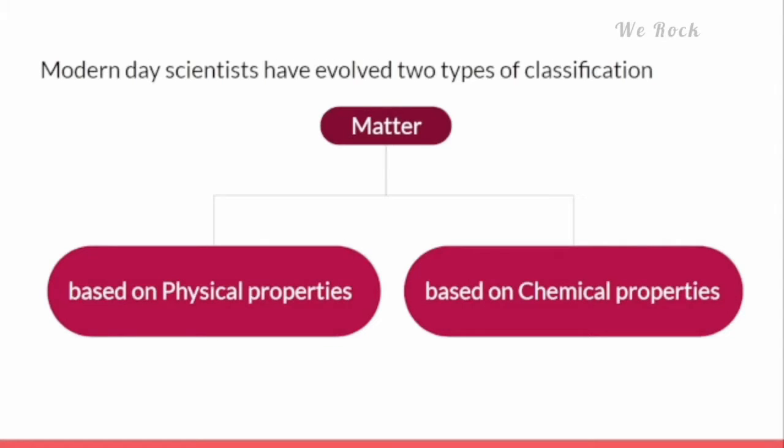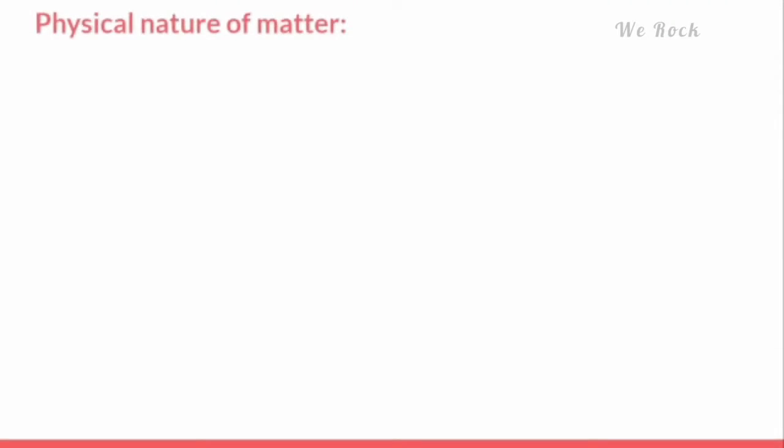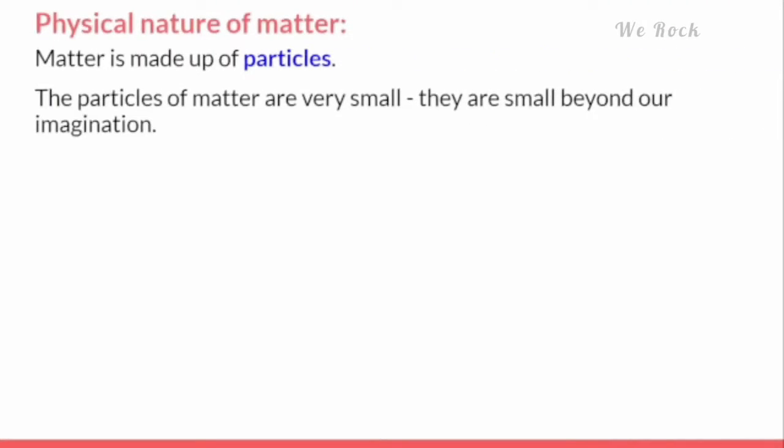Modern day scientists have evolved 2 types of classification: based on physical properties and based on chemical properties. Physical nature of matter. Matter is made up of particles. The particles of matter are very small. They are small beyond our imagination.